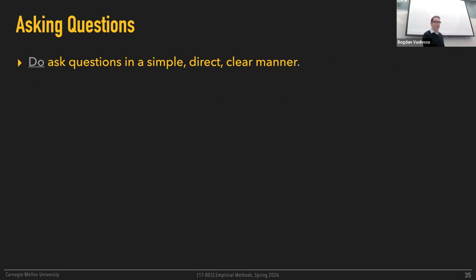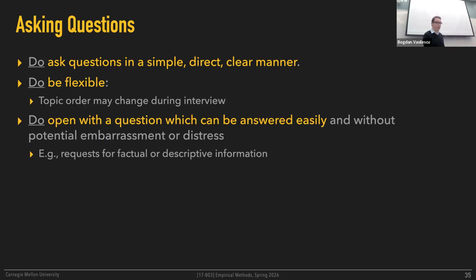Do ask questions as simply, directly, and clearly as you can. Try to be flexible, because the order may change. If you have questions that you expect would be sensitive for whatever reason, don't start with those. Try to ease in and make people comfortable about talking to you first, before you start asking potentially sensitive questions that may cause embarrassment or distress.